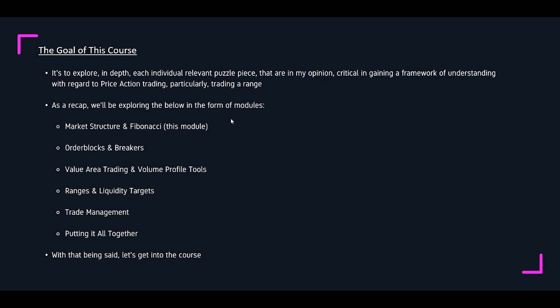The goal of this course. So why have I made this course? The reason is pretty simple. It's to explore in depth each individual relevant puzzle piece that is, in my opinion, critical in gaining a framework of understanding with regard to price action trading, particularly trading a range.